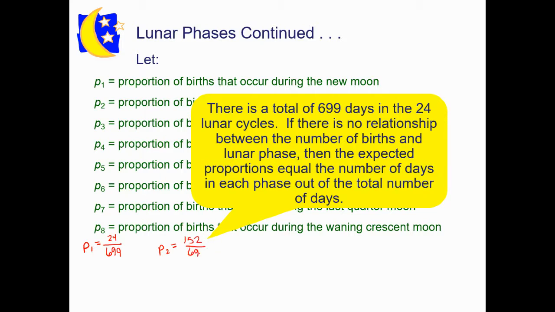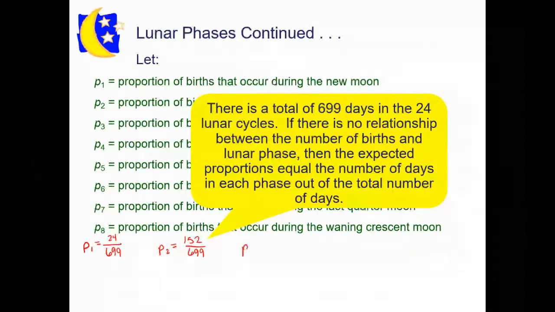Out of 699. You may be wondering why I'm not turning these into decimals. I'll explain why here in a second, because when I click to the next piece, it's going to show them all as decimals. But when we get to that big table down at the bottom, I'll explain why.